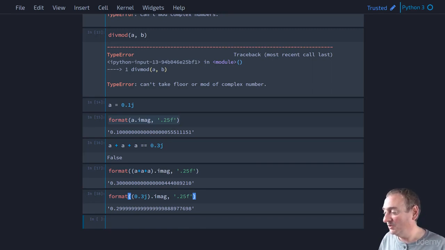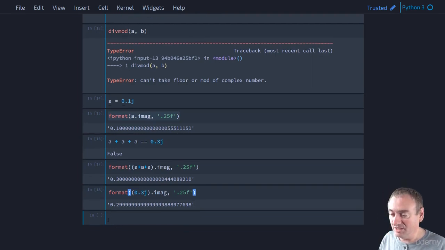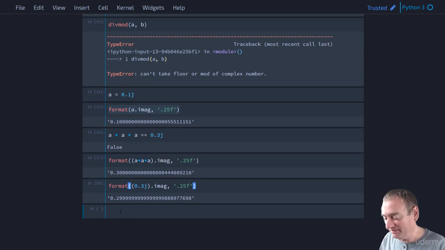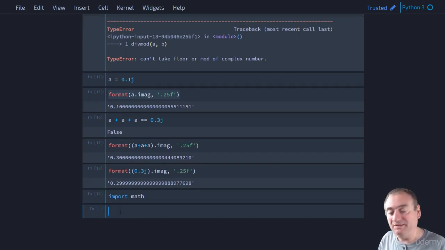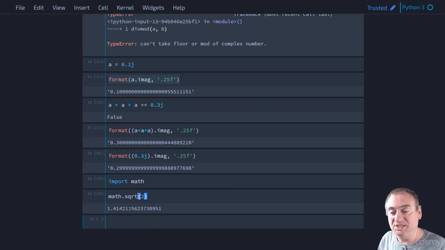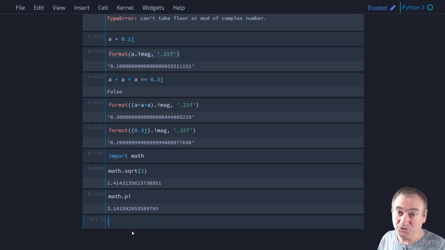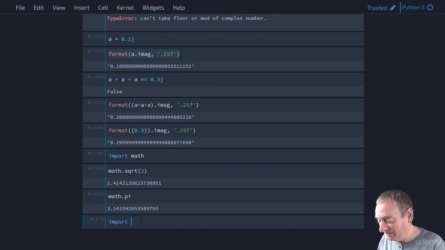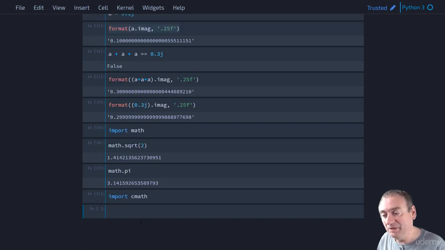So the next thing that I want to look at is the CMath library. Now, when you're dealing with floats, you have the math library, right? So we can import math. That's our standard math library. We can say math.square root of 2. That gives us that. We have math.pi, which returns pi up to a certain finite representation of pi. Now, the CMath library is very similar, except it's defined for complex numbers.